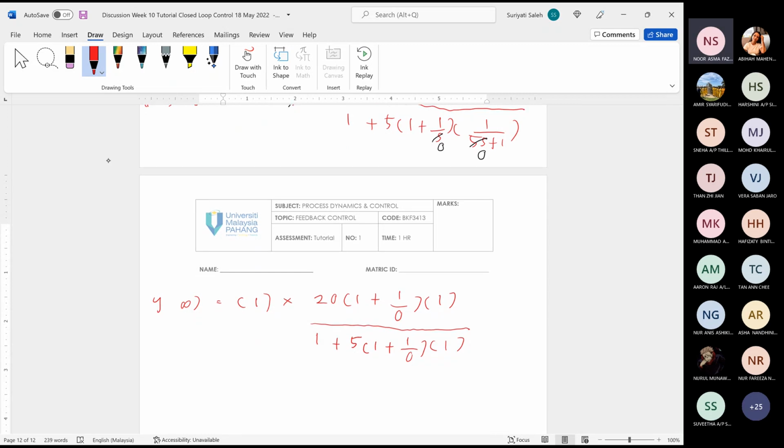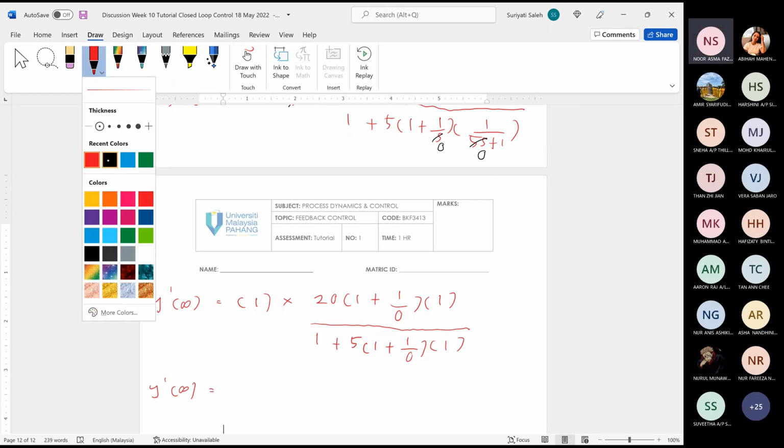So what happened in this case is we want to find the value of y prime infinity. So the problem here, in order to obtain the value, is the 1 over 0. Technically, if you try to calculate 1 over 0, what is the value? What is the value when 1 is divided by 0? Math error. Why does it become a math error?